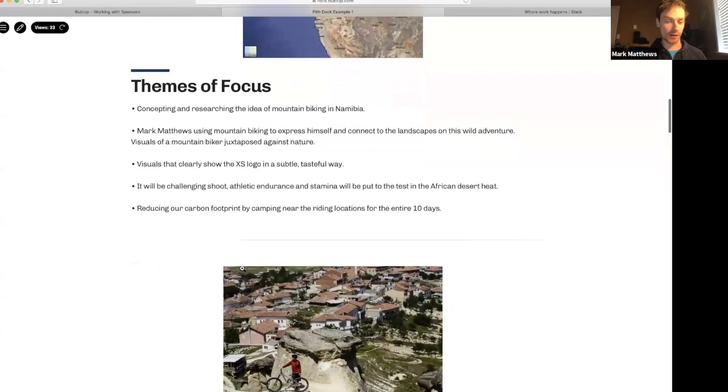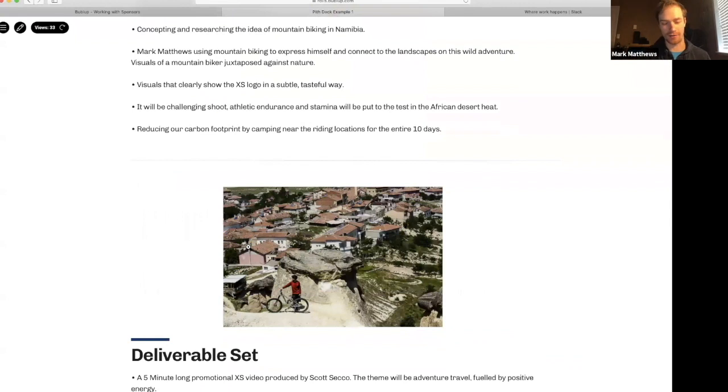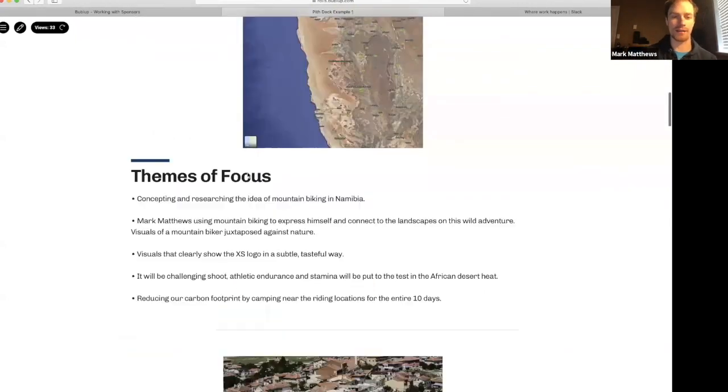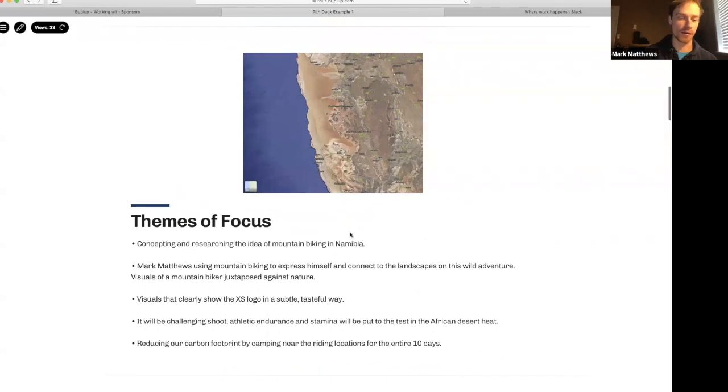And we want to look at the environmental aspects of it. It's like, yeah, we're traveling across the world to mountain bike, but we're going to be camping the entire time, so we want to lower our carbon footprint, and we want to show how you can do a really rad, crazy adventure at minimal environmental impact. So we had that as our themes of focus.